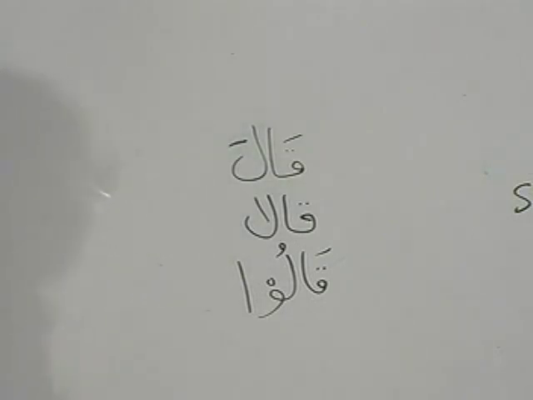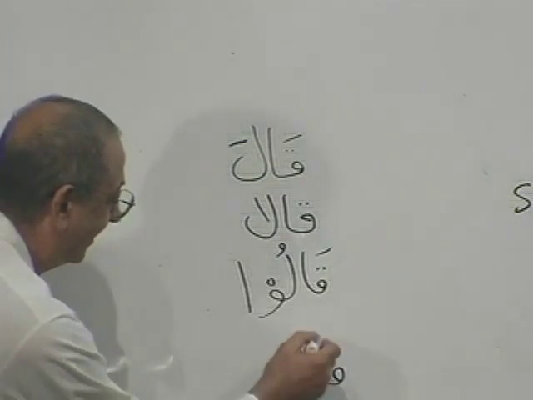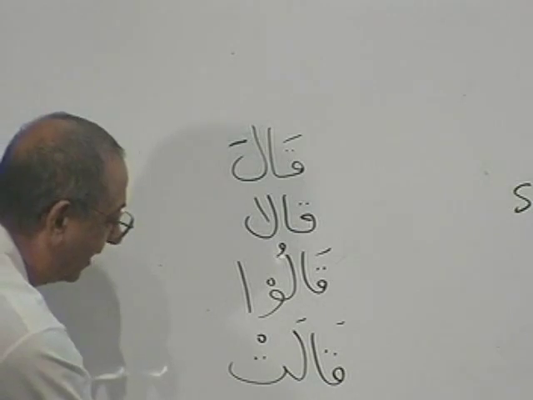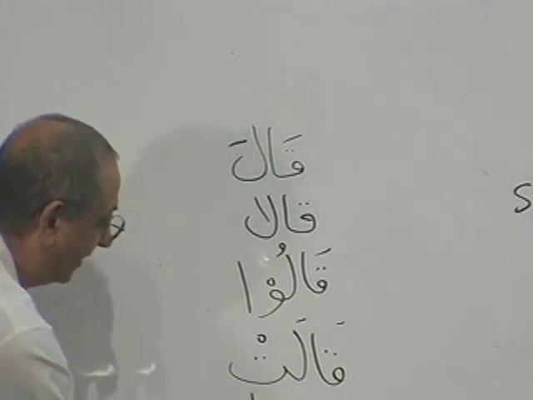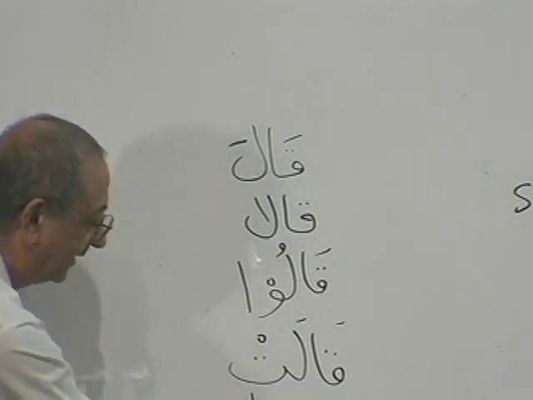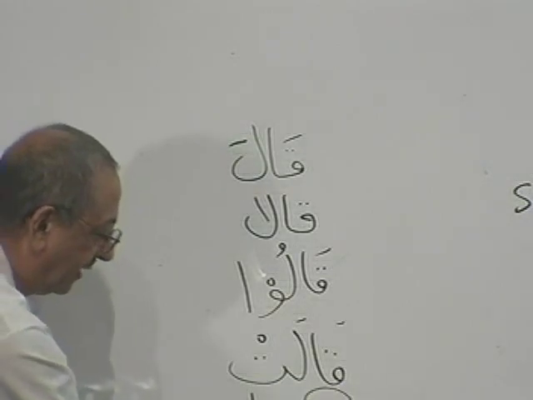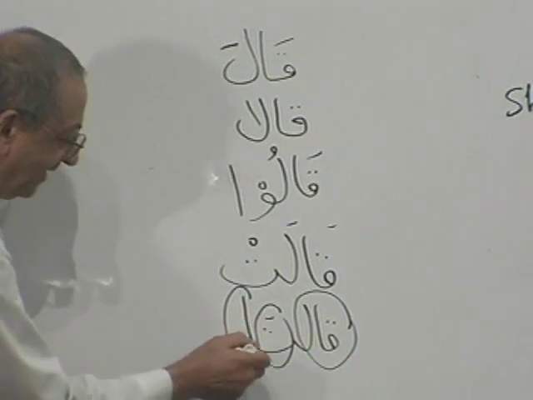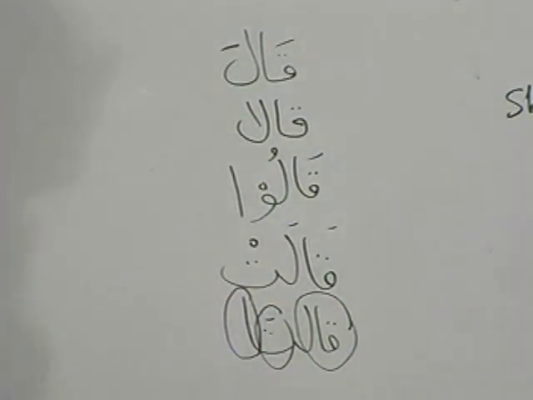And what will be the next one? Kalat. Kalat. And the next one? Kalata. Okay, if you divide this into different parts: verb, ta tanisi, and then fa'il. See, you got it. See, with how much ease you could do it, brother. So with little practice, inshallah, you will go a lot ahead.